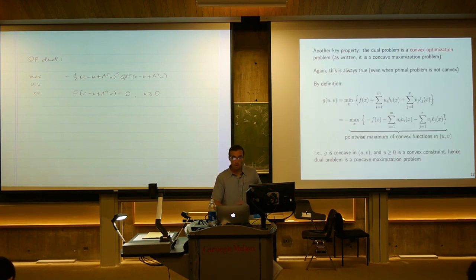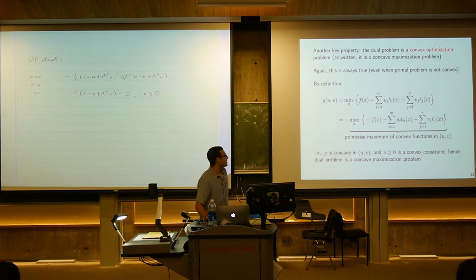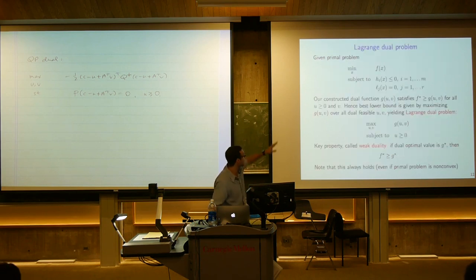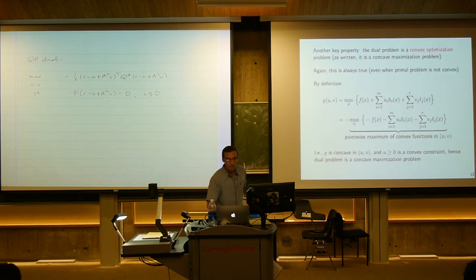So another key property, which I think is surprising when people see this for the first time, is that the dual problem is always a convex optimization problem. As written, because we wrote the primal as a min and the dual as a max, the dual is always a concave maximization problem, which we know is equivalent to a convex minimization problem, just by taking the negative of G as the criterion and minimizing instead of maximizing. So that's why we call it convex optimization.